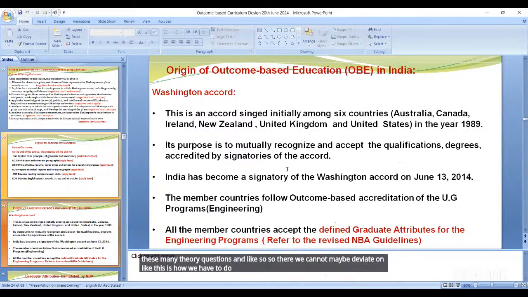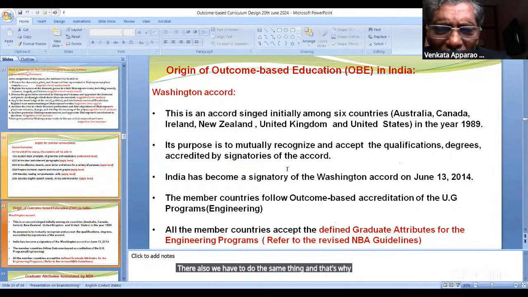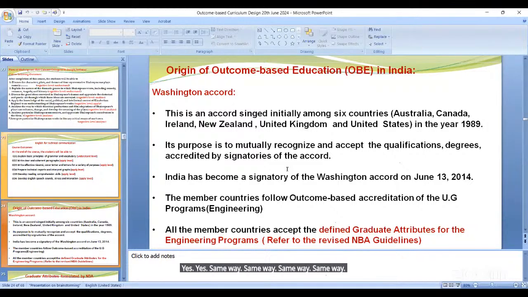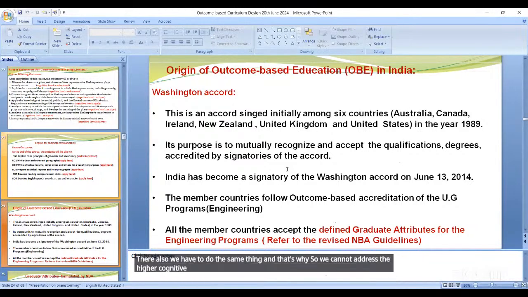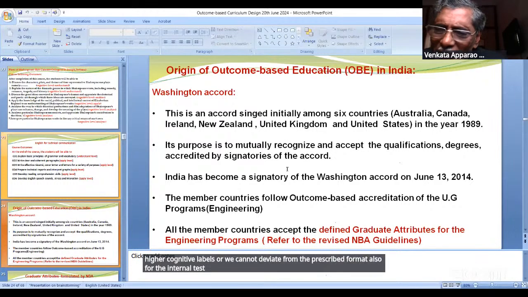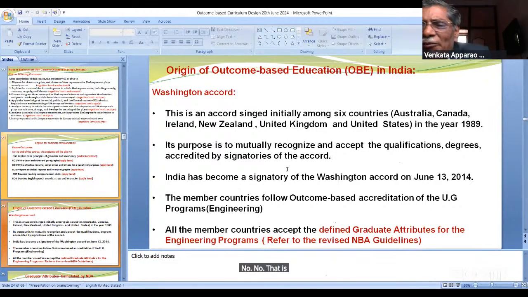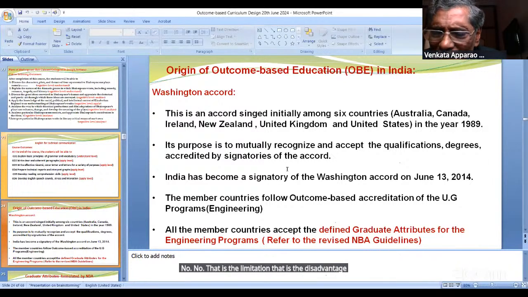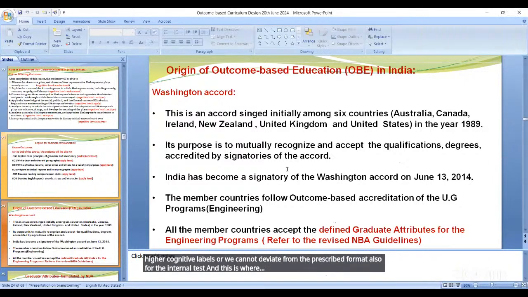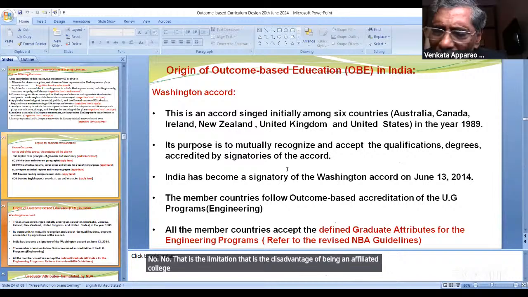And on similar lines, the unit tests that we conduct for our students, the internal assessments, there also we have to do the same thing. Same way. That's why we cannot address the higher cognitive levels, or deviate from the prescribed format even for the internal test. That is the limitation. That is the disadvantage of being an affiliated college.